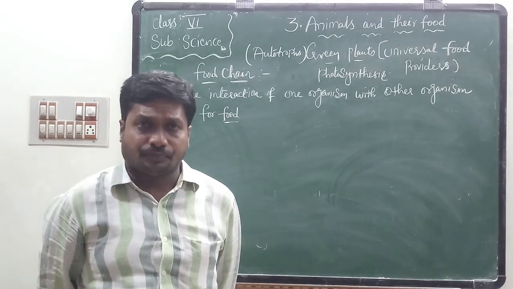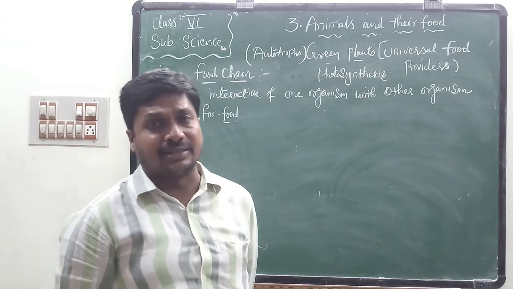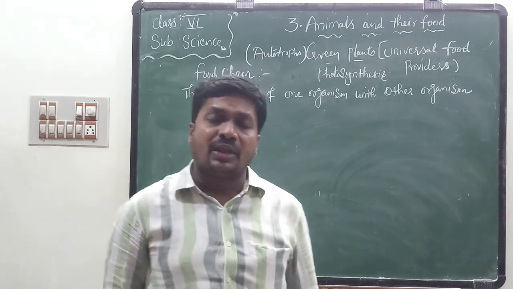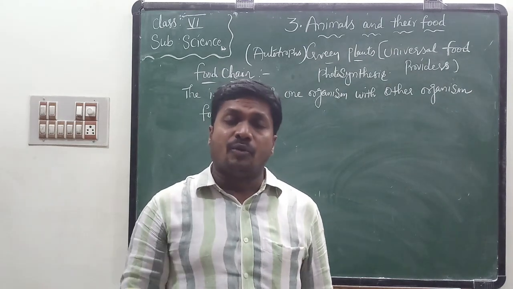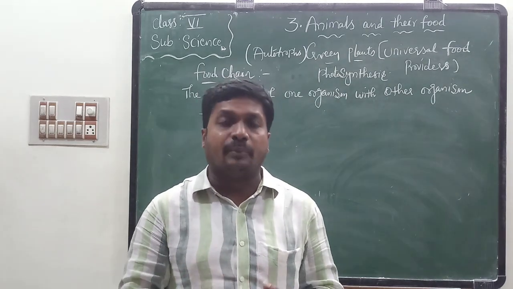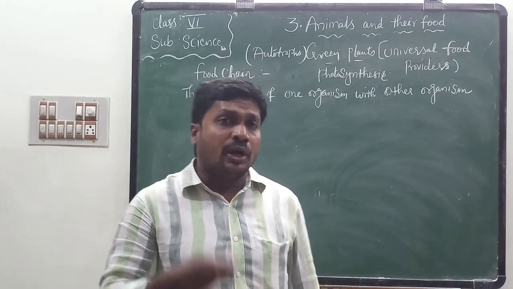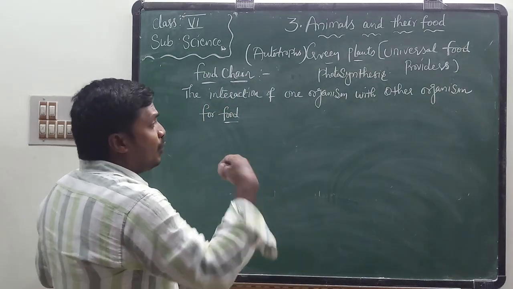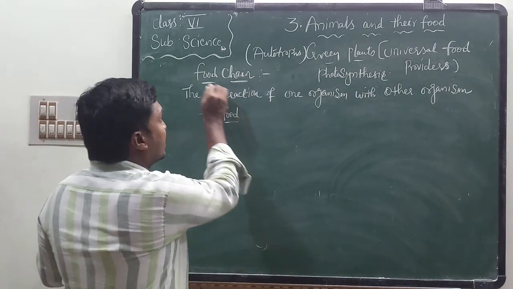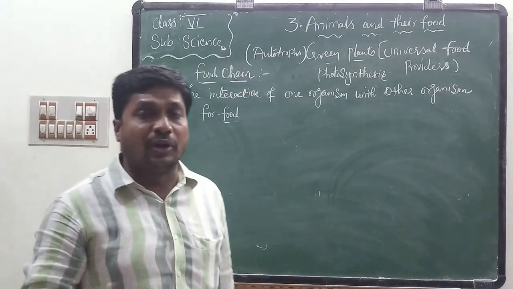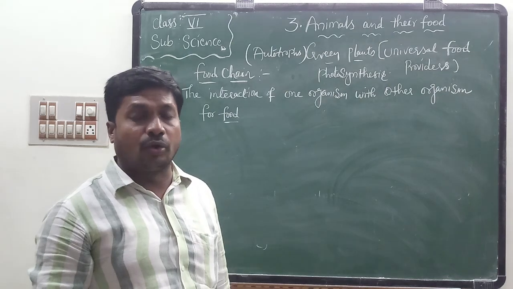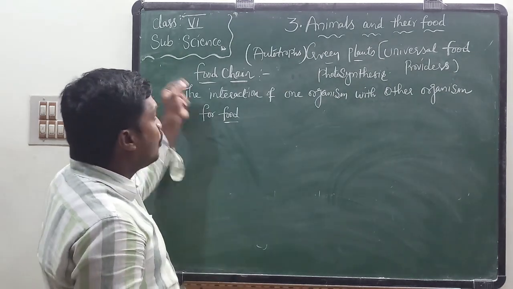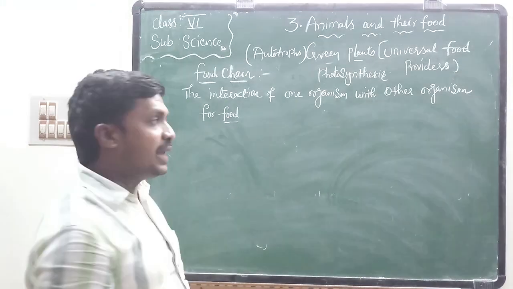Do you know, children? No living organism can live independently. Correct or not? Every living organism depends on other organisms for food, shelter, and mating. Mating means kalavadam. So, this interaction of one organism with another organism for food is known as food chain. If you observe a food chain, we can find 3 levels or 4 levels. Here, I will explain the food chain with a simple example.